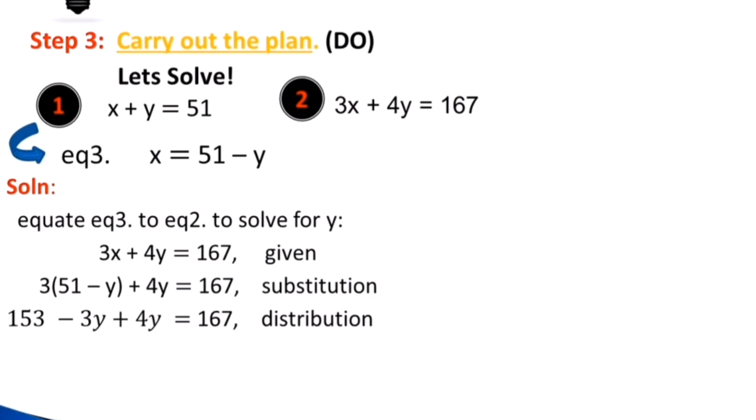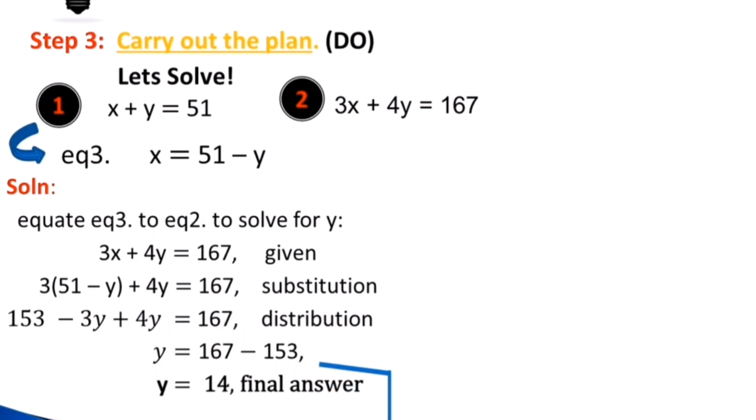So I am going to transpose 153 to the other side. We call it transposition. Since negative 3y plus 4y is y, or 1y, we have now y equals 167 minus 153. This time I will be able to get the value of y by simply subtracting them. So the final answer is 14. In this case, I was able to get the value of y.